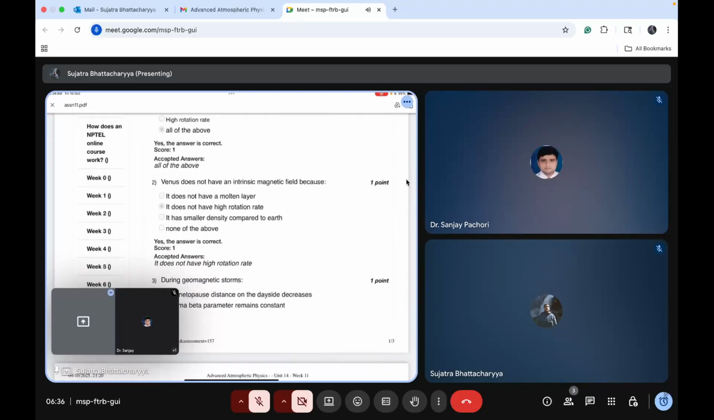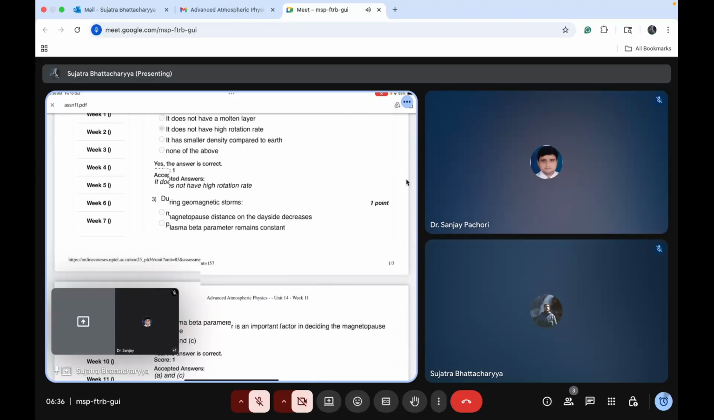Second is Venus does not have an intrinsic magnetic field because its rotation rate is very, very low. It has a molten layer, but the major reason why it does not have its own magnetic field is the rotation rate.